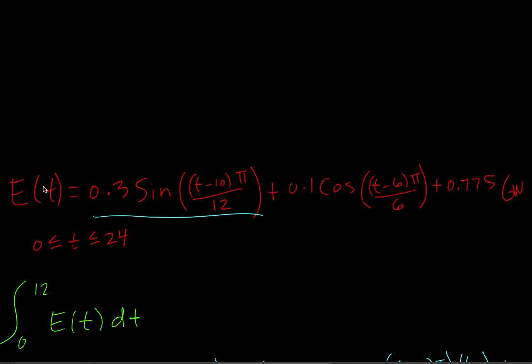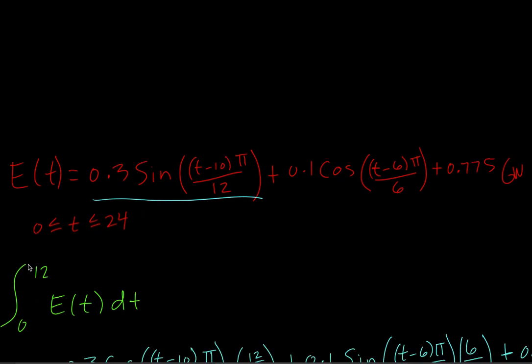Alright, so we're given this function written in red, and it is the rate of power consumption by the city of Bristol, and we're looking at it over the course of one day. And 0 is midnight, and 24 is the next midnight. And so 1 would be 1 a.m., 10 would be 10 a.m., etc.